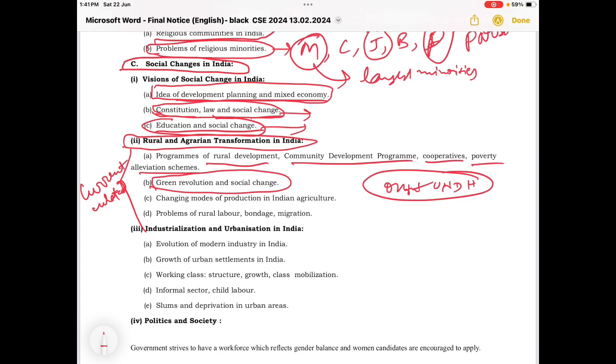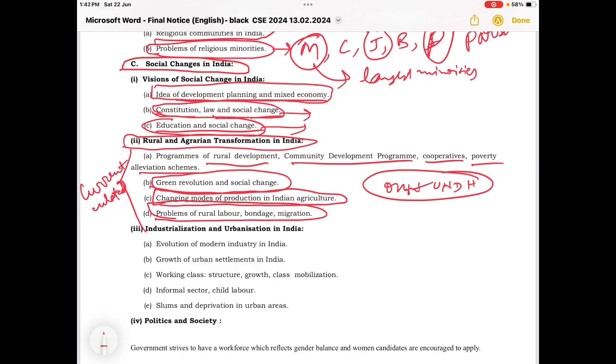So we will see about the green revolution and social change. Here, mode of production and agriculture: how the commercialization of agriculture happened, and how today the government is focusing very much on horticulture. So different production processes; we will see how the change in production systems happened. Here we will also see about migration, rural labor, and bondage.